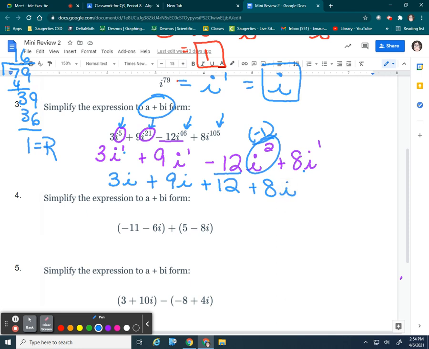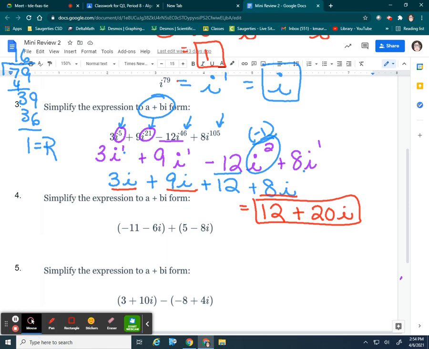Now i's behave kind of like variables. So I'm going to bring down my real portion. And then I'm going to combine like terms. 3i plus 9i is 12i, plus 8i is 20i. And notice the i term in my answer goes at the end.